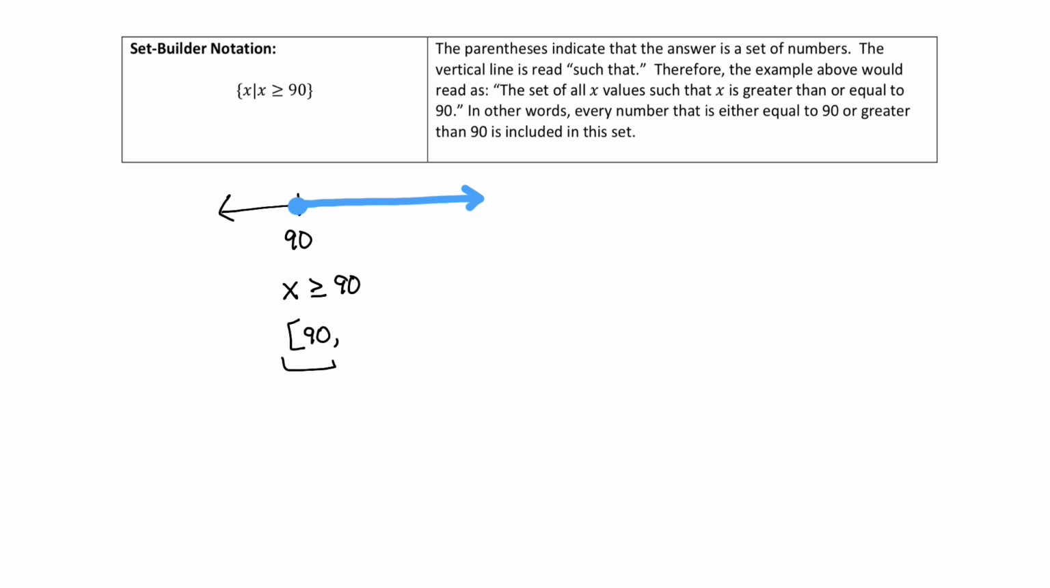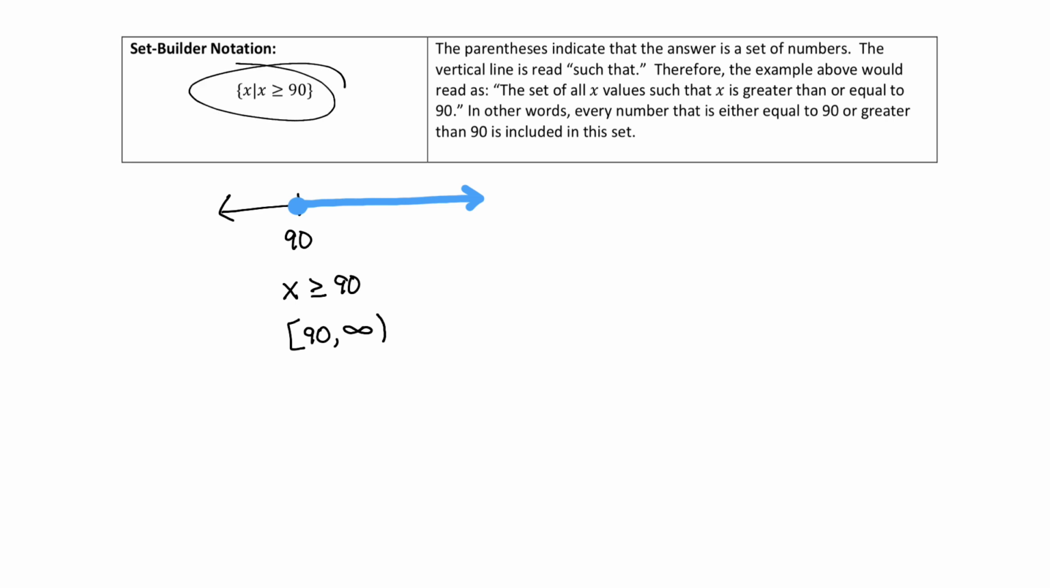So this is one endpoint, and the other endpoint of that blue line is positive infinity. And because it can never get to infinity, you have to put a parenthesis rather than a bracket. Okay, all of that.